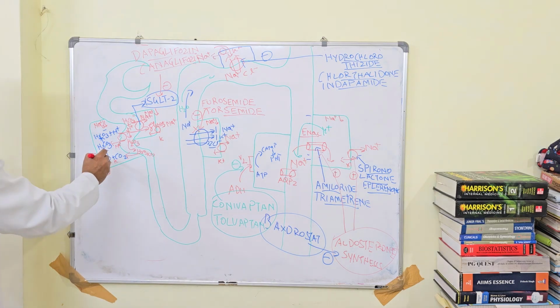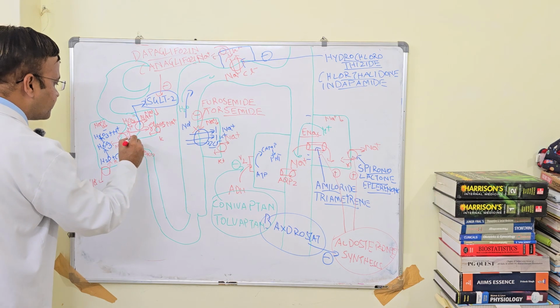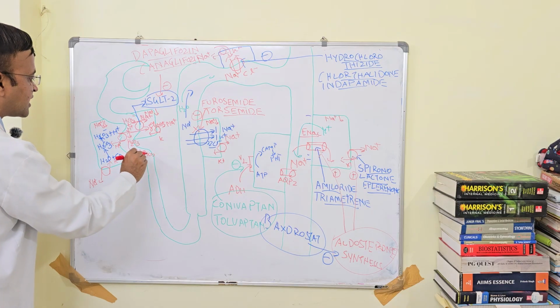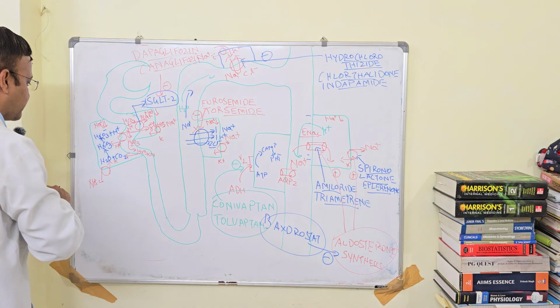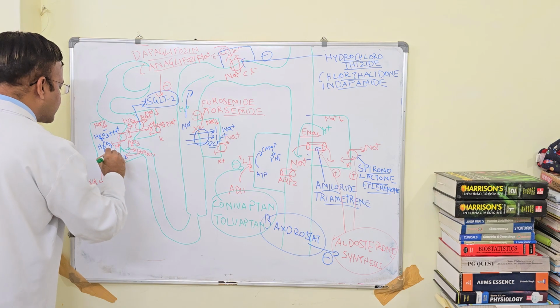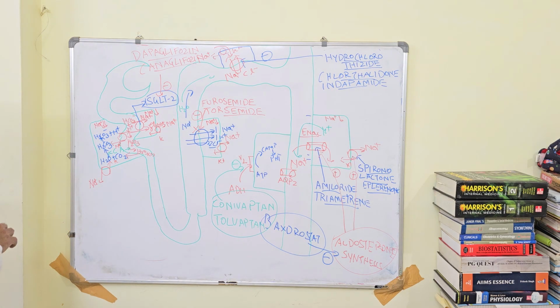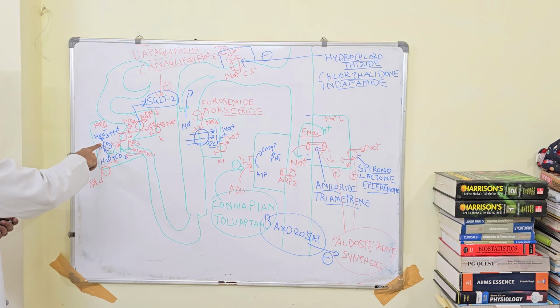Now these two steps, conversion of H2O plus CO2 into H2CO3 and breakdown of H2CO3 into H2O plus CO2, both these steps are being catalyzed by one important enzyme called carbonic anhydrase, right? Now suppose we block this carbonic anhydrase, then what is going to happen? H2O plus CO2 won't combine to form H2CO3, and this H2CO3 won't break down into bicarbonate and H plus ion, right?